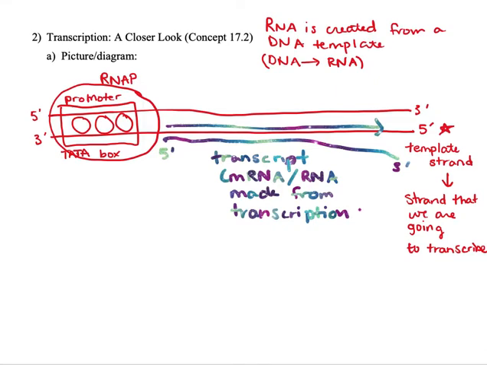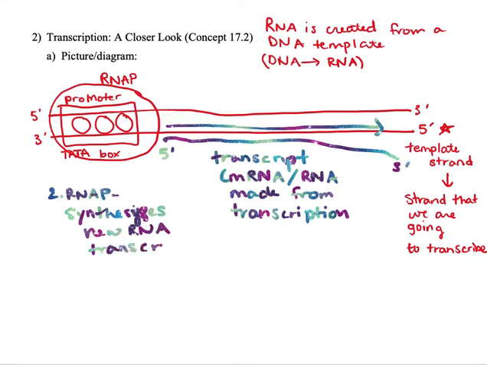Okay. And so RNA polymerase, the second job. I said it has one job, but the first job was to separate the double-stranded DNA. The second job of RNAP is it's an enzyme that creates a polymer of RNA. So it synthesizes the new RNA transcript. And this transcript, again, is going to be complementary to the template strand.